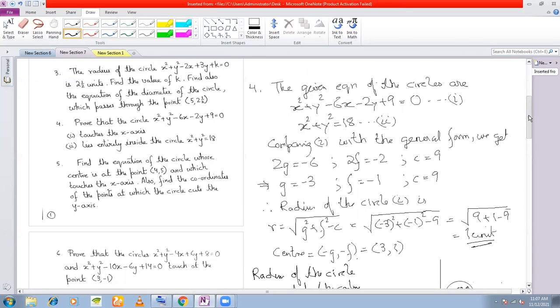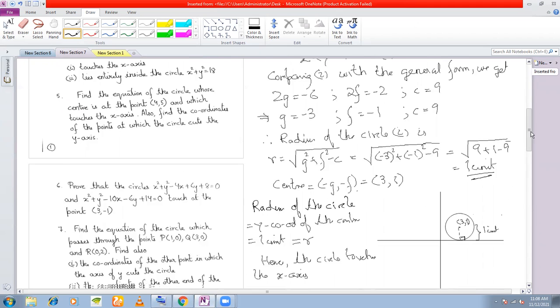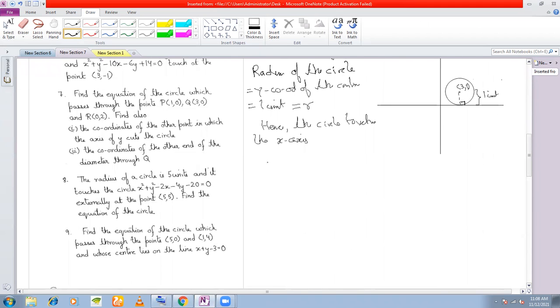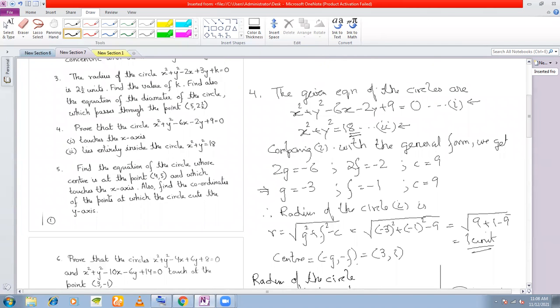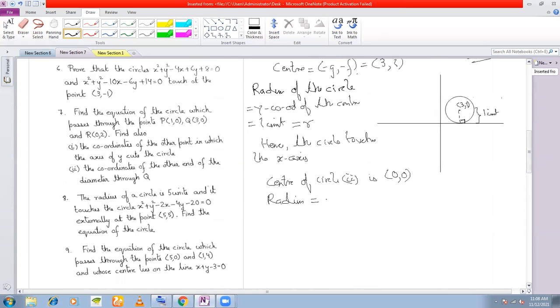What about the next part? We need to show that this circle is inside this circle. That is, the circle 1 is inside the circle 2. Okay. So first write down the center and radius of circle 2. What is the center of circle 2? Is the origin, right? Because it is of the form x square plus y square is equal to a square. And what is the radius? See, this right hand side is 18. It is equal to a square, right? Which is equal to root 18, right?